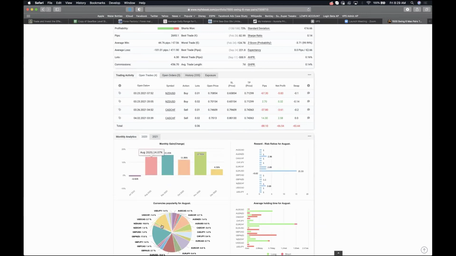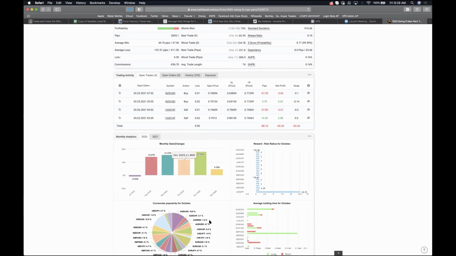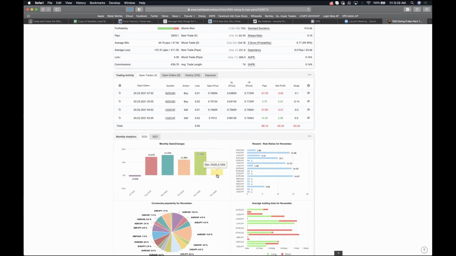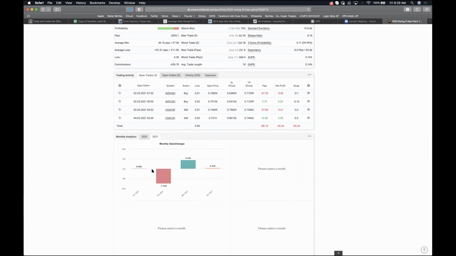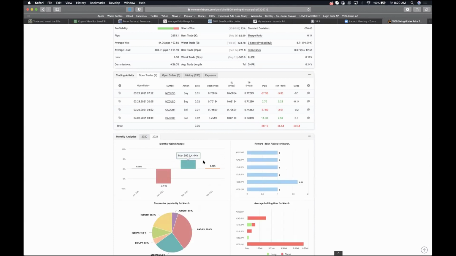In August, I did 14%. In September, I did 15%. In October, I did 11%. In November, I did 17.95%. In December, I only did 4%. Really crappy, right? January, I made no money. February, I took a loss. March, I got back into making money.